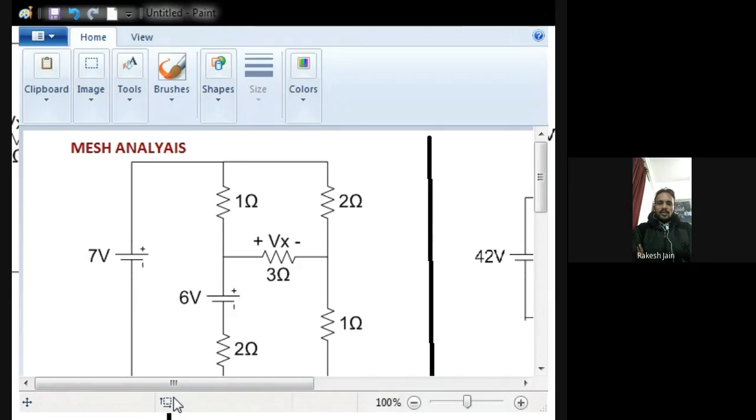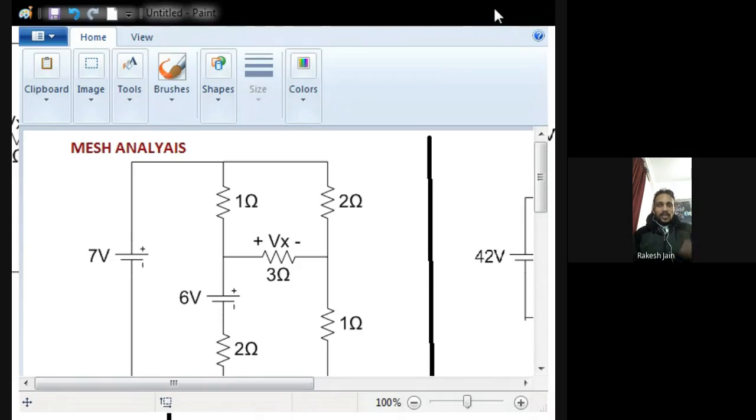Generally, to analyze a circuit, we follow the Kirchhoff laws. Kirchhoff's laws are of two types: Kirchhoff's voltage law and Kirchhoff's current law. Kirchhoff's voltage law is applicable for mesh analysis, and Kirchhoff's current law is applied in nodal analysis. So first we begin with mesh analysis. How do we solve a numerical with the help of mesh analysis?